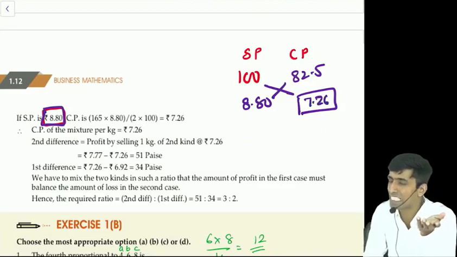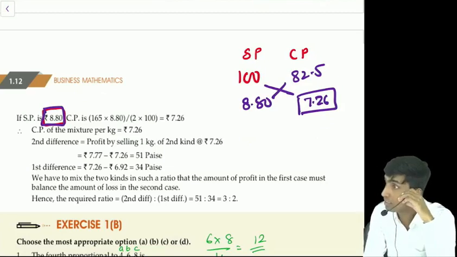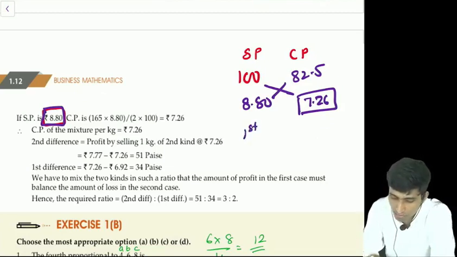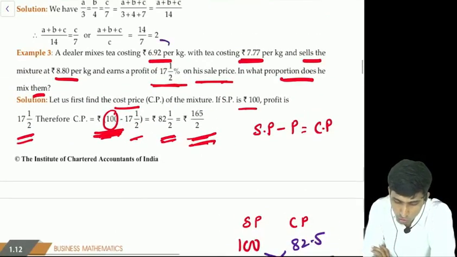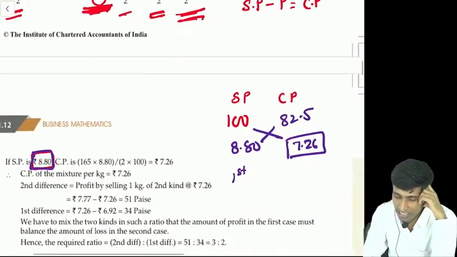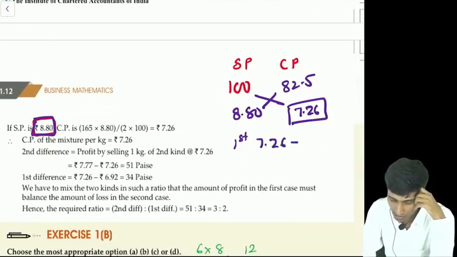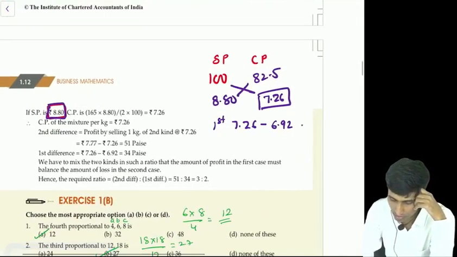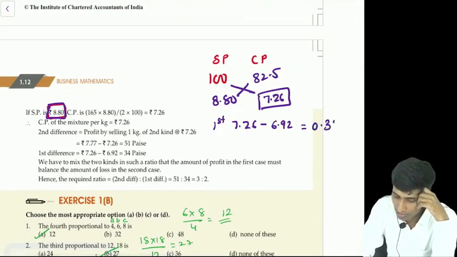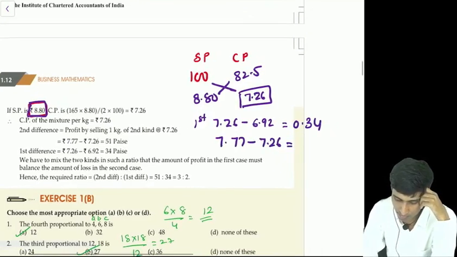7.26. Now understand, very simple. This is cost of the mixture. But if you check first tea, the cost was how much? Another tea cost was how much? We will take the difference. 7.26 minus 6.92. How much? 0.34. 34 paise. Second one is 7.77 minus 7.26. How much?